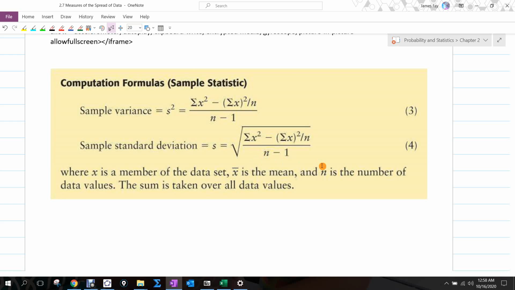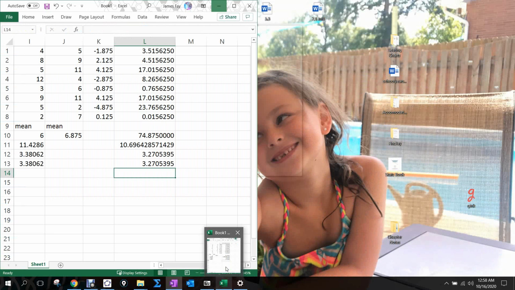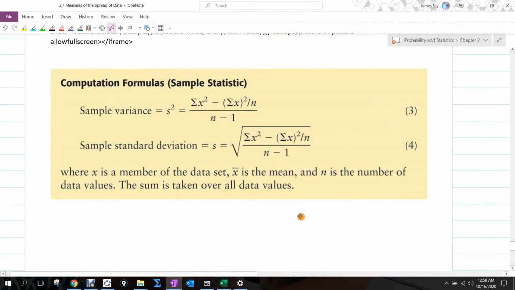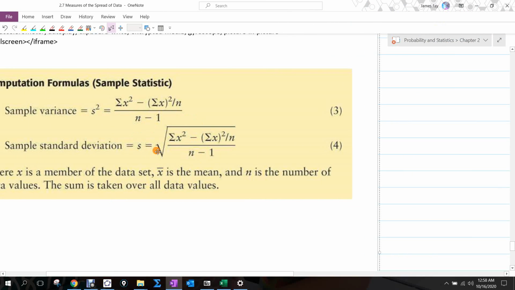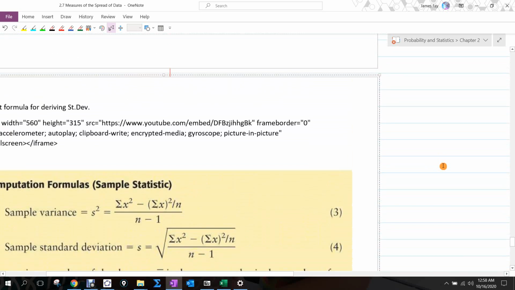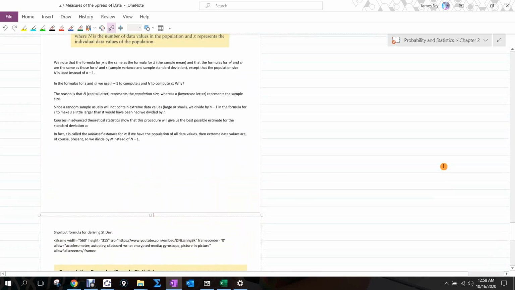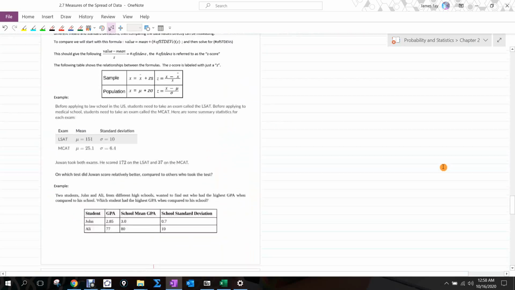All of our calculators, I would bet, if we were to dig into the structure of Excel or Desmos or GeoGebra, when we type in standard deviation, this is probably what's programmed in them, instead of the formula that I gave you yesterday.